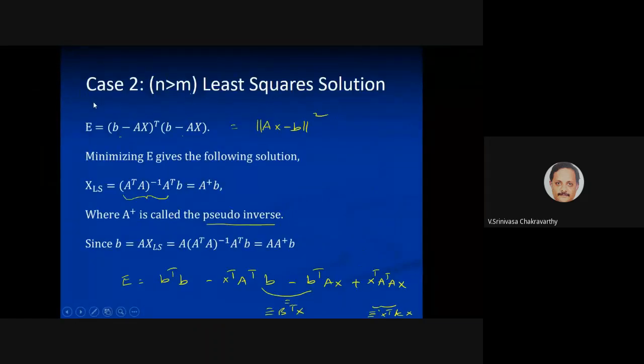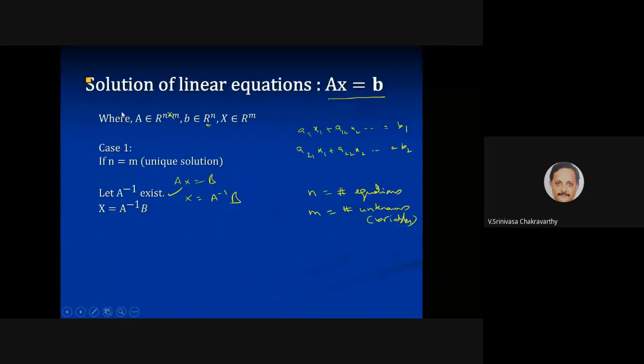So yesterday, good morning again. Yesterday we were discussing the solution of linear equations. We were looking at three cases. The first case is when the number of equations is equal to the number of unknowns, and we also assume that the matrix A is invertible, it's non-singular. So then life is very simple: x equals A inverse B.